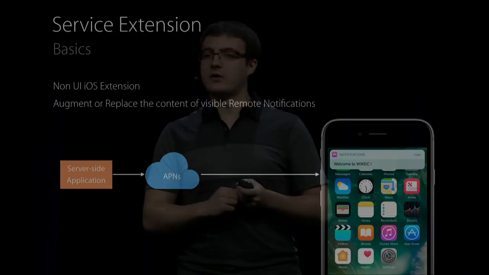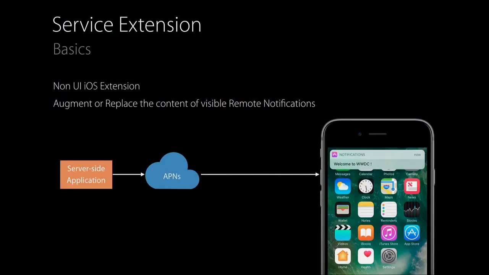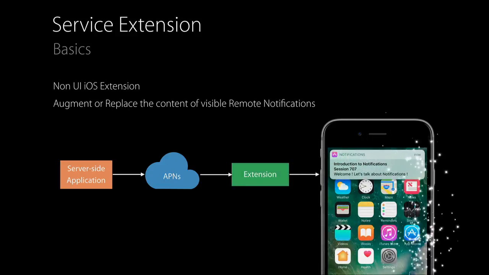So let's take a look again at your current workflow for remote notifications. You have your server-side application, you send the payload to Apple Push Notification Service, and then it is sent to the device. Well, now with the extension, you are able to modify the content between the time you sent it from your server-side application and the time it is displayed to the user on their device. As you can see in this example, I added a title as well as a subtitle, and I modified the body of the notification.